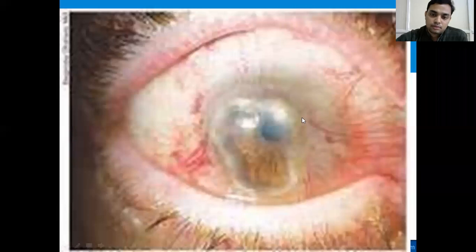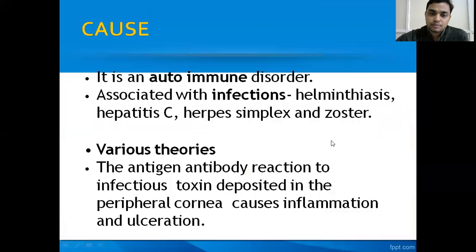So this is the Mooren's ulcer in late stages. There is a complete superficial ulceration involving the corneal margin, which spreads circumferentially and axially. The central part of the cornea is healthy here, but the peripheral part of the cornea is damaged by Mooren's corneal ulcer. So what is the cause for it? Basically it's an autoimmune disorder. The infection may act as a triggering factor for the autoimmune reaction. It is associated with helminthiasis, hepatitis C, herpes simplex, and zoster. These infections may trigger the autoimmune reaction in the cornea.